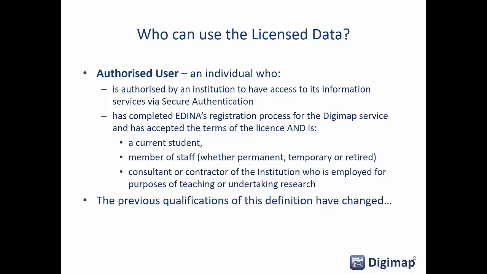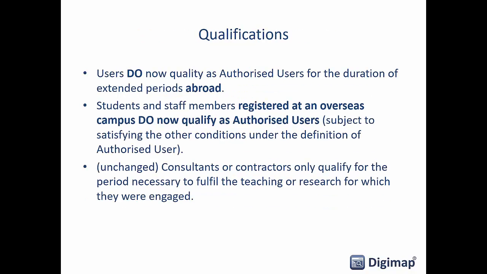There were some previous qualifications for this definition that have changed this year. This is the biggest change. In fact, it might even be the only change from last year's licence to this year's licence. Previously, authorised users were not eligible to have access to Digimap, or to use the data rather, when they spent extended periods abroad. That is no longer the case. So if you have sandwich year students who spend a year, or 6 months overseas, they are allowed to continue accessing and using the OS data even though they are outside the UK. That used to not be the case.